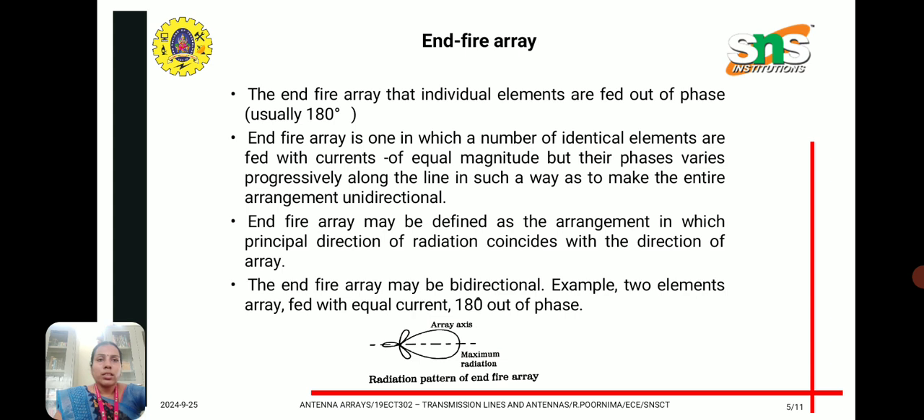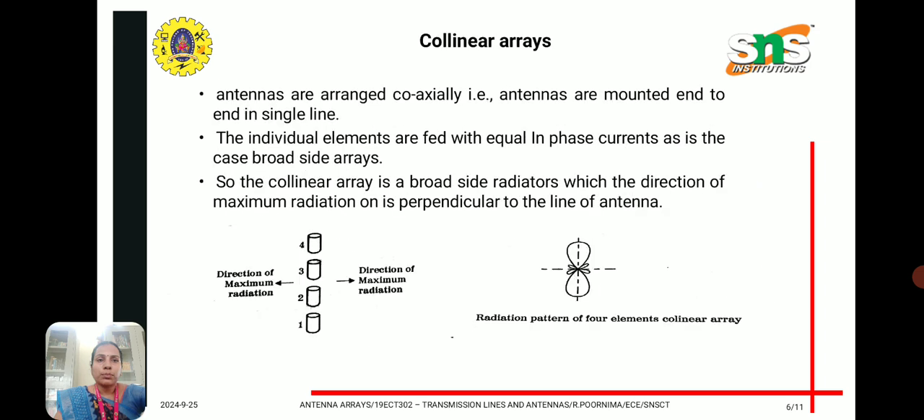In an end-fire array, the individual elements are fed out of phase, usually 180 degrees. A number of identical elements are fed with equal magnitude but the phase varies progressively along the line in such a way as to make the entire arrangement unidirectional. So end-fire may be defined as the arrangement in which the principal direction of radiation coincides with the direction of the array. The end-fire array may also be bidirectional, for a two element array fed with equal current 180 degrees out of phase.